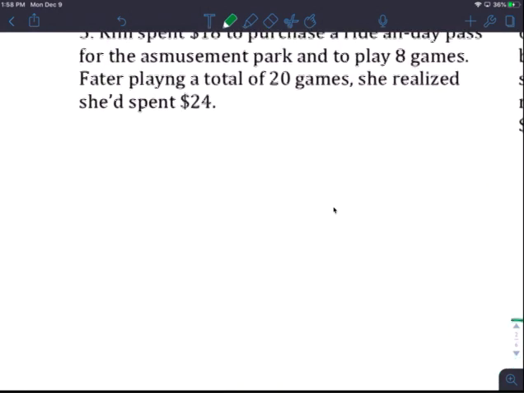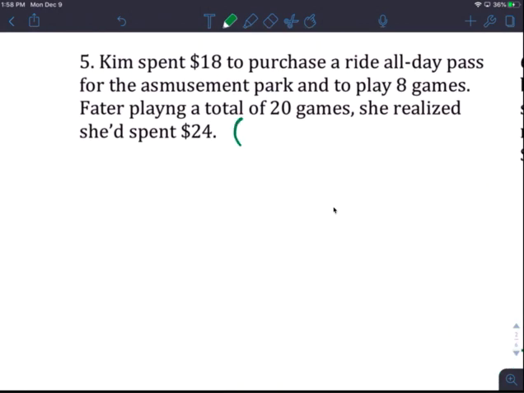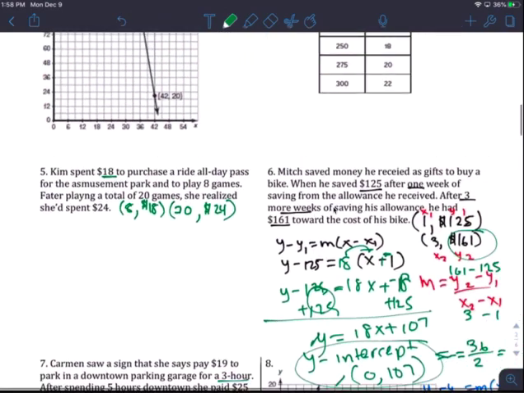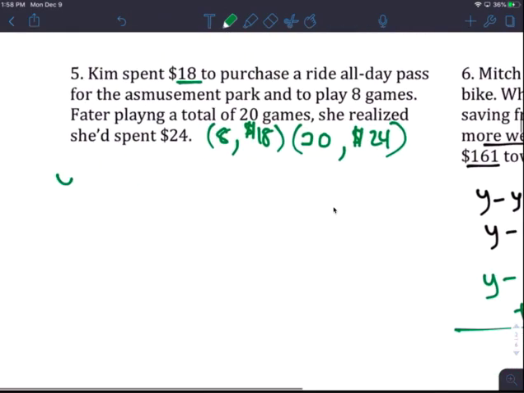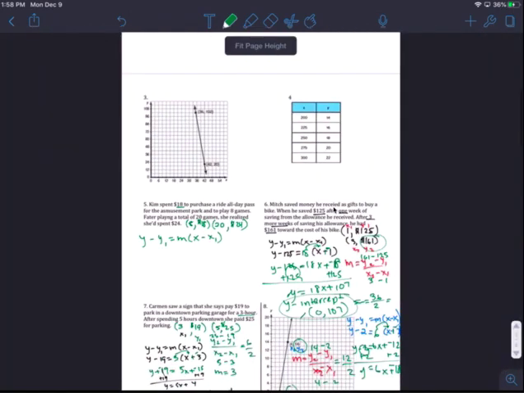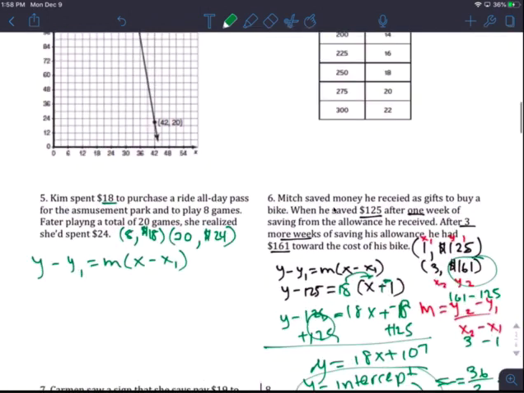And this one here, I did everything else in there. So this one, I'll just set it up for you. $18, dollars always second, and then the 20 games, then 8 games, sorry. So there's 20 games for $24. Okay, I do y minus y sub 1 equals m parentheses x minus x sub 1. Finish the rest. Most class I did this one or started it out for you. So finish it. I want to see what you're able to do. At least one problem on your own, okay?